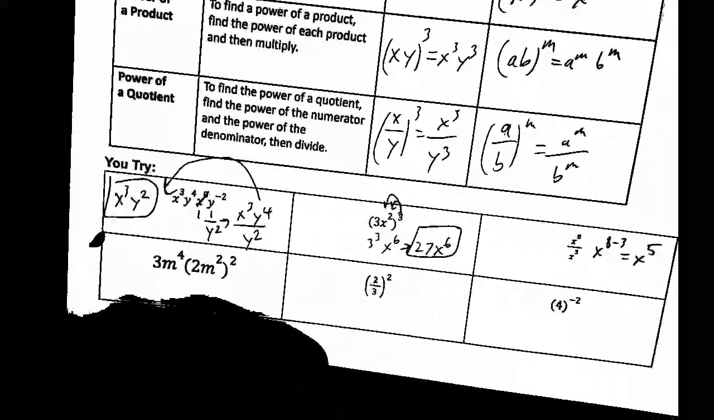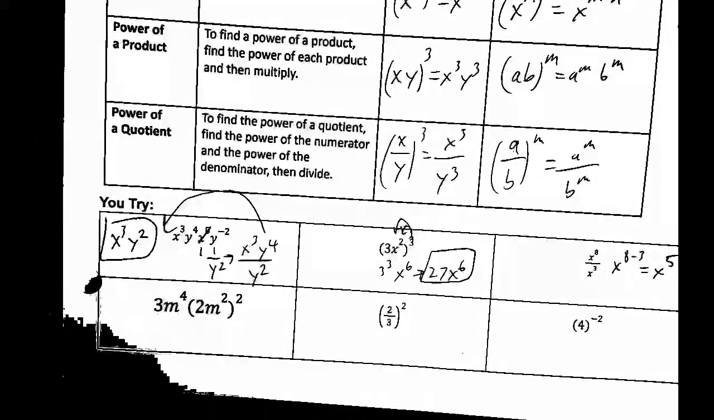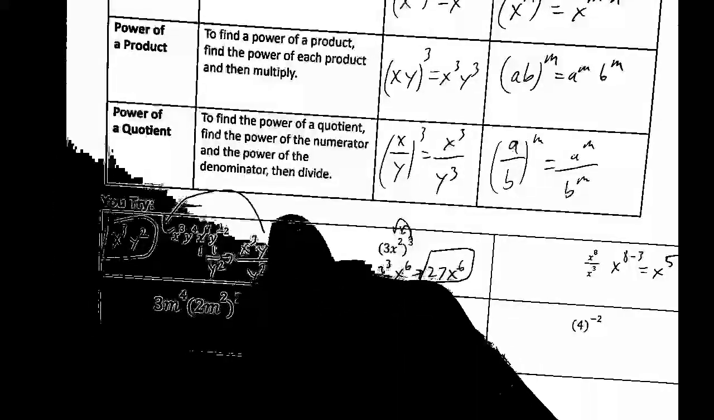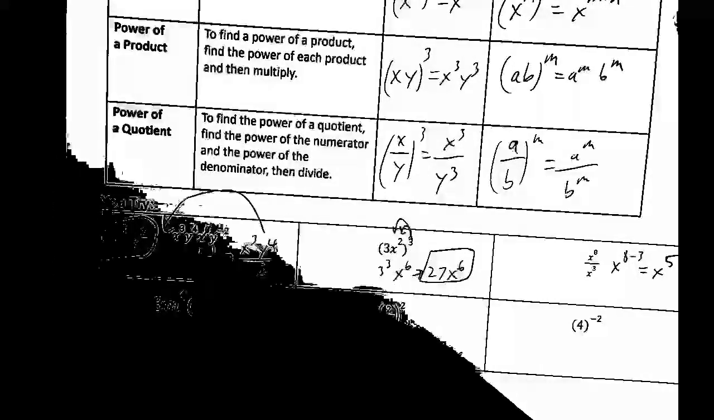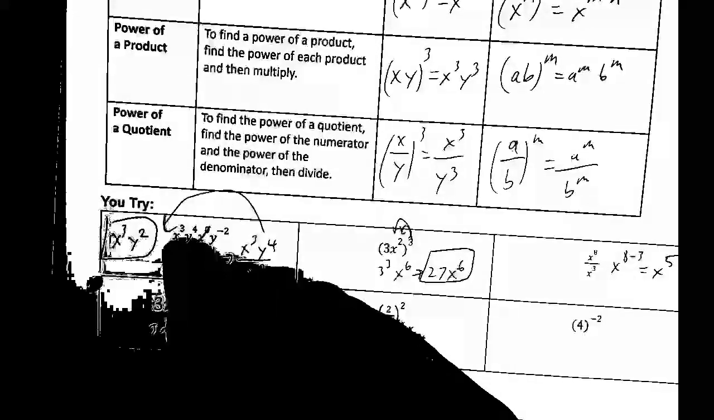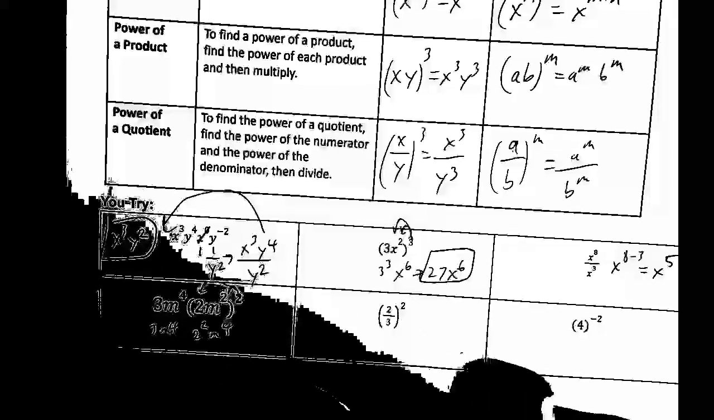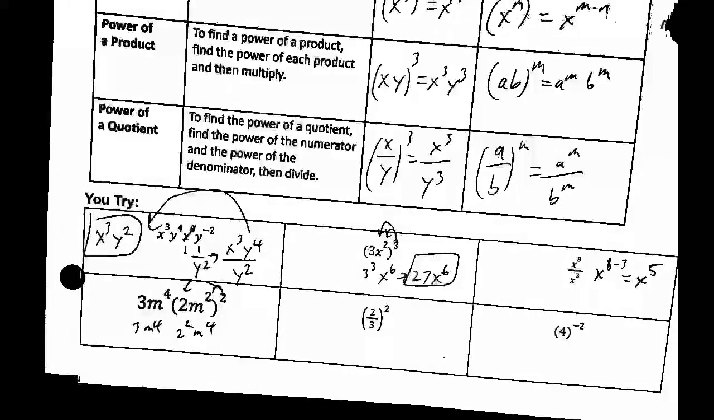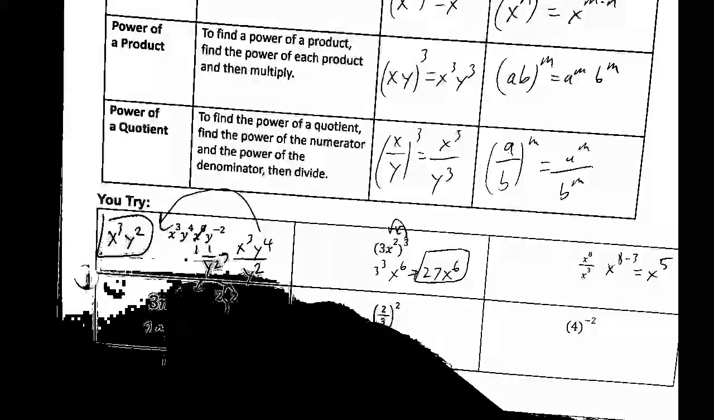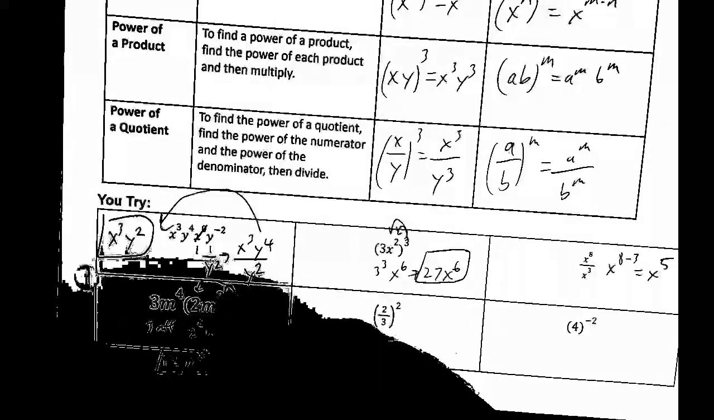Okay, keep going, 3m to the fourth times 2m squared, squared. Let's do the right side first. So we're going to distribute this to all the exponents here. We're going to get 2 squared m to the fourth times 3m to the fourth. 2 squared is 4, so we have 4 times 3 is 12. And then m to the fourth times m to the fourth is going to be m to the eighth.